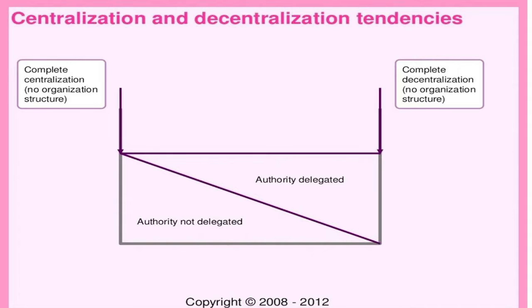Okay? And centralization and decentralization tendencies. Complete decentralization means no organization structure, so authority is delegated like that. And complete centralization means authority is not delegated. Complete centralization means holding the power with one person. Decentralization means the powers are extended to the next level where the control is required.